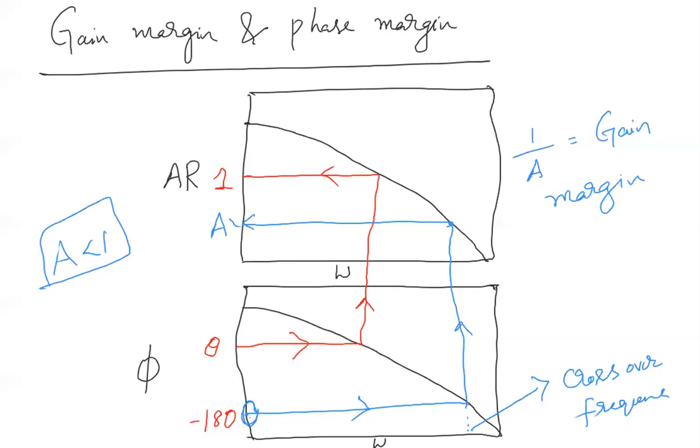Now, what is phase margin? Phase margin is the reverse: equate the amplitude ratio to 1 and calculate the frequency. Do you call this the crossover frequency? No, this is just some frequency. So here the direction of the arrows is wrong.